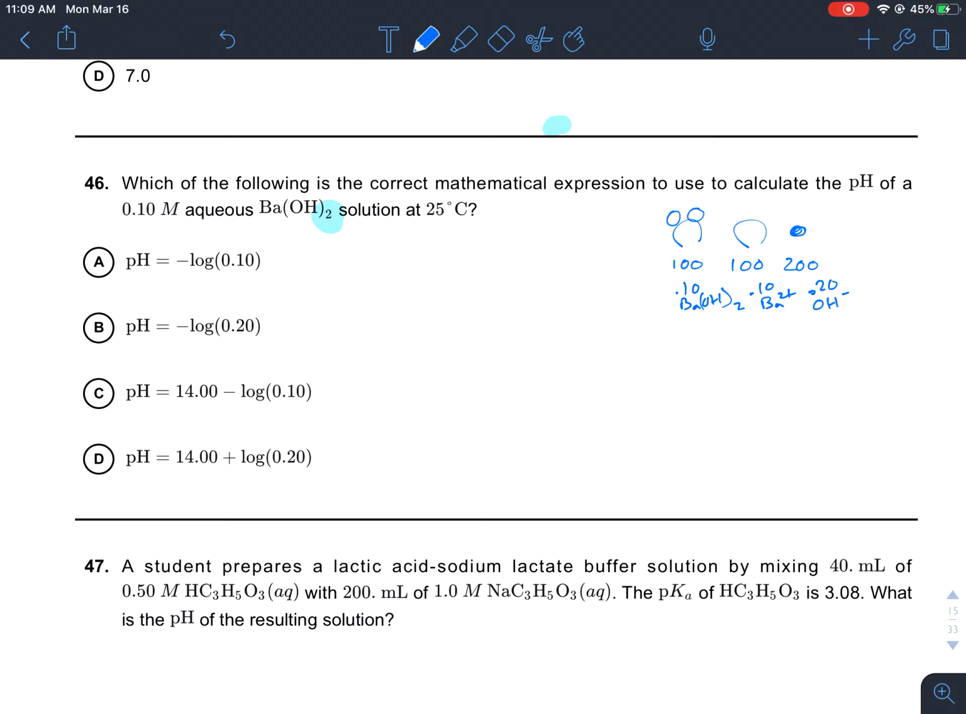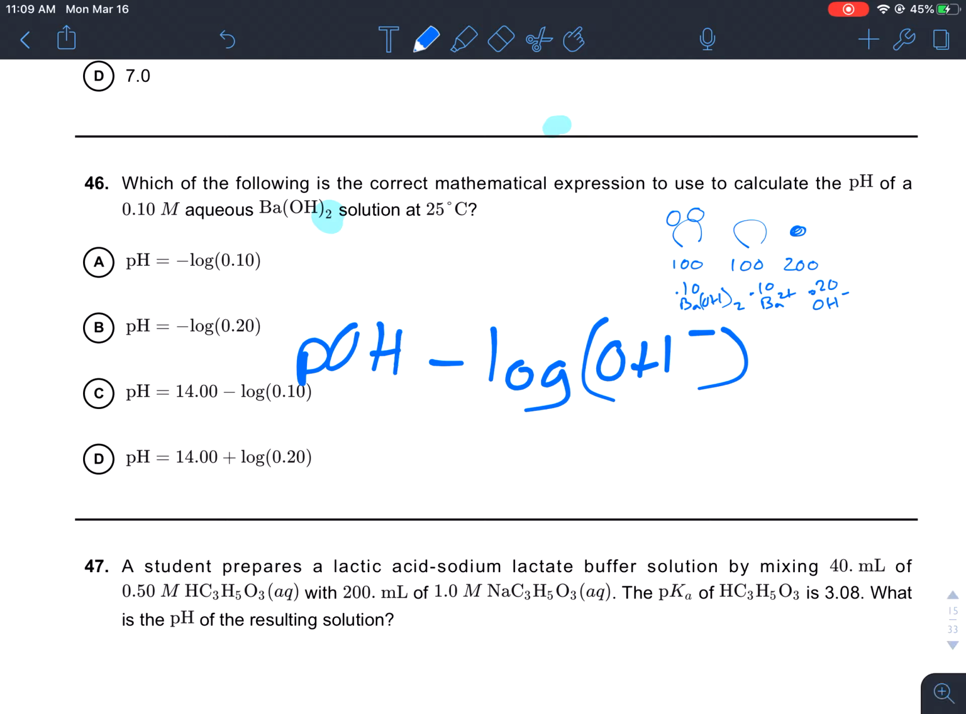Well, we have to find the pOH first. So we got to take the negative log of the OH minus, right? That will give us the pOH. And then to find the pH, we'll have to subtract that from 14. pH is equal to 14 minus the pOH. The correct answer here is D.